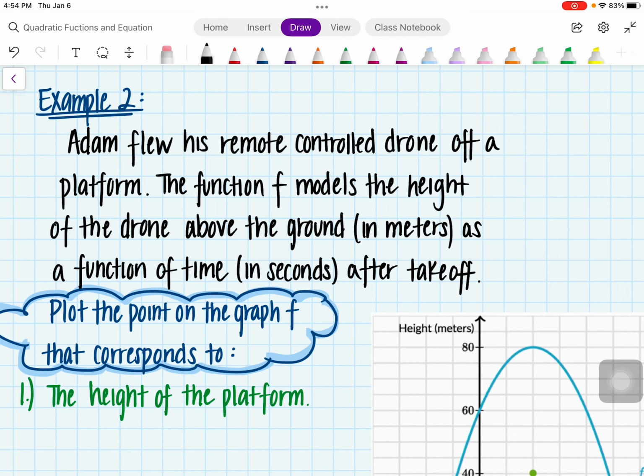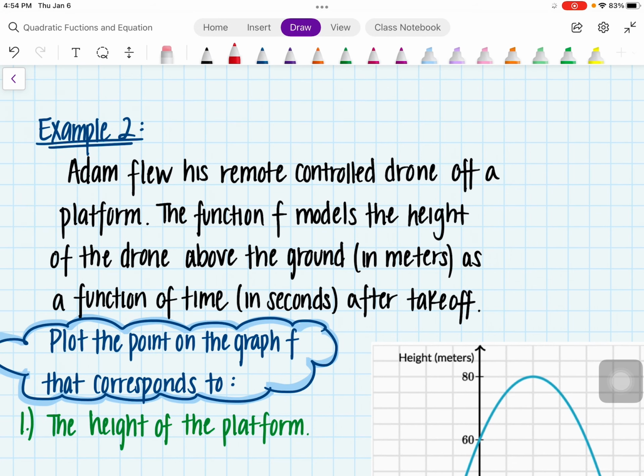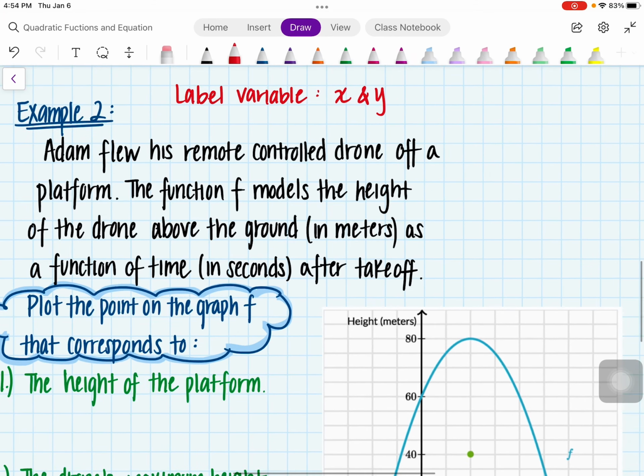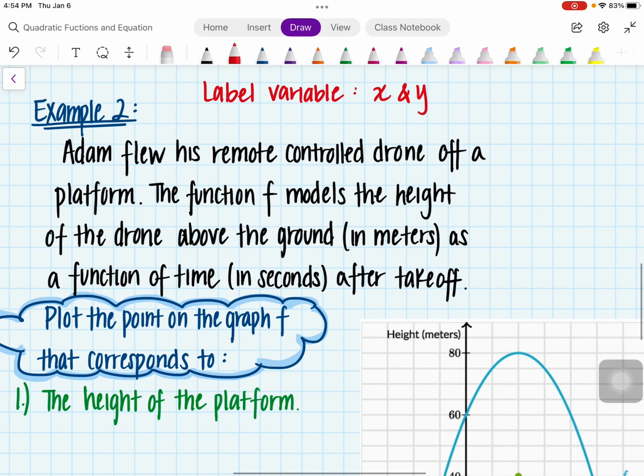First thing I want to do here, each time you have a word problem, you do want to label your variables. And in this case, the variables we want to label are x and y. Those are the ones we want to identify. It says Adam flew his remote control drone off a platform. The function f models the height of the drone above the ground in meters as a function of time in seconds after takeoff.